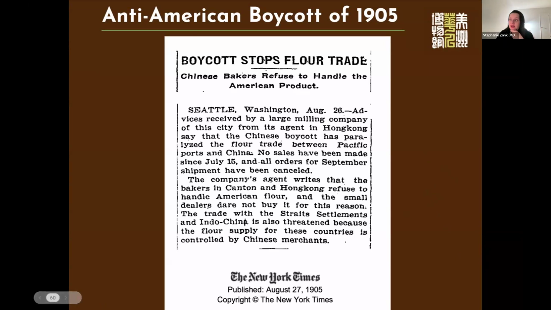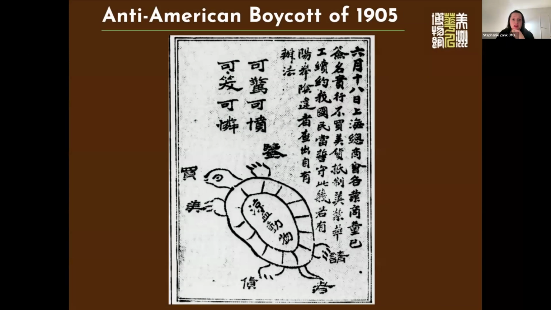This is published in August. Orders are being canceled. Really, really big problem with US-China trade. If we go to the next slide, then there's also a lot of awareness of this among Chinese communities.